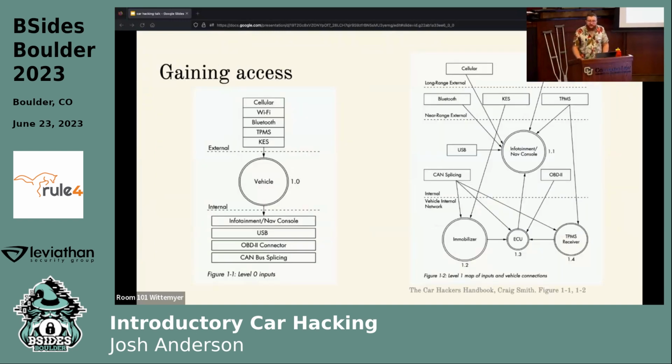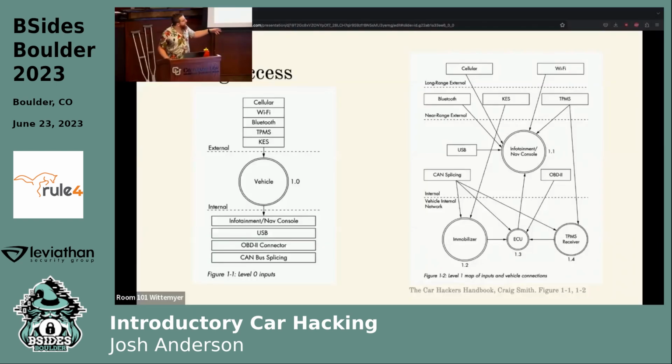Next, you need a way to interface with the CAN. The easiest way to do this that we spoke about earlier is just directly plugging in through that OBD2 port. But, you know, this is a security talk. We should talk about the unintended ways that you can potentially interact with the CAN bus. These threat model diagrams I pulled from the Car Hacker's Handbook, which I'll plug at the very end. All these represent ways that your vehicle can be interacted with.